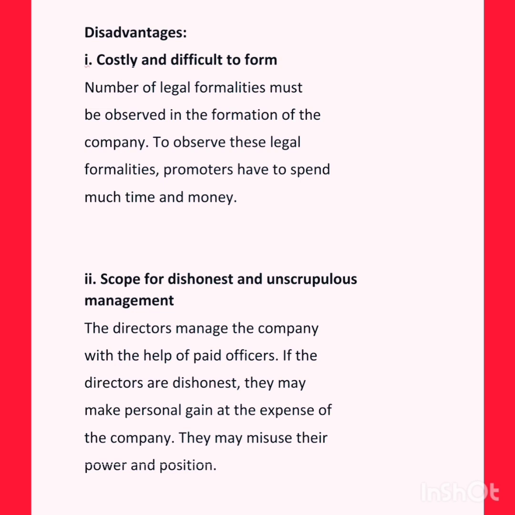Next disadvantage is scope of dishonest and unscrupulous management. So dishonest means they will not be true, as well as they will not run a fair management. The directors manage the company with the help of paid officers. If the directors are dishonest, they may make personal gain at the expense of the company. Expense of the company means what? The company money will be misused because of their power and position.